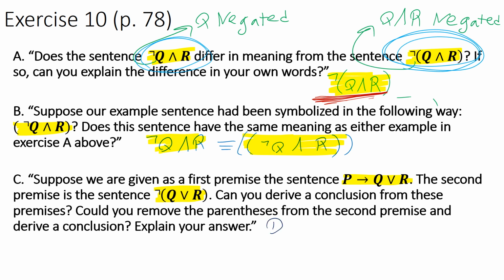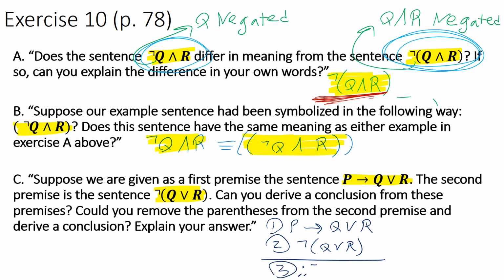So the first premise is if P, then Q or R. Second premise, we have not, parentheses, Q or R. So we can therefore infer that P is not the case, by modus tollens, from sentences 1 and 2. So the second premise is denying the consequent of our first premise, so we could thereby deny the antecedent.